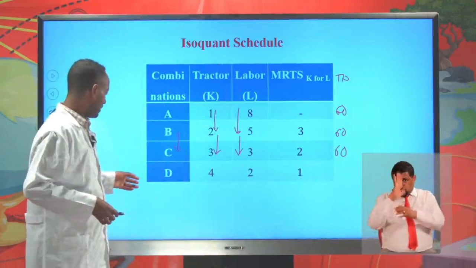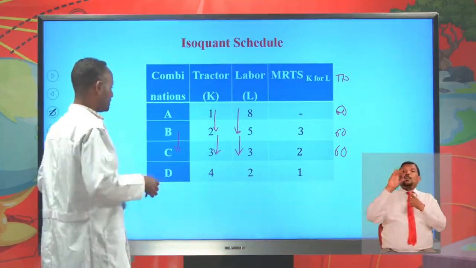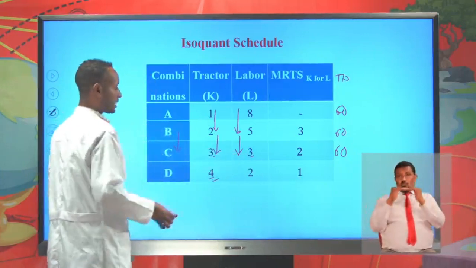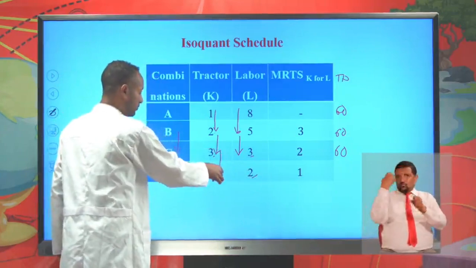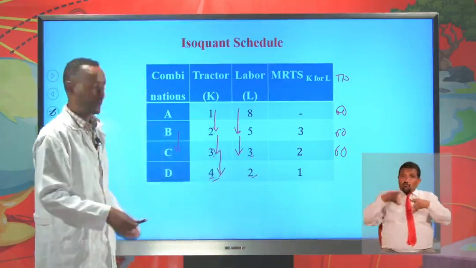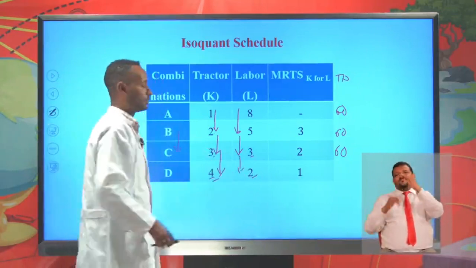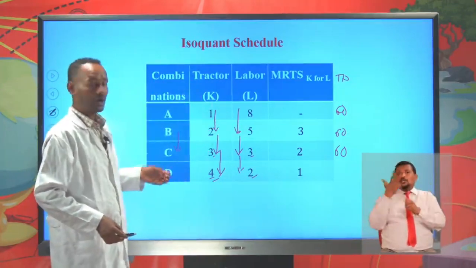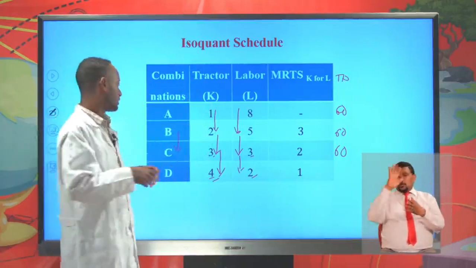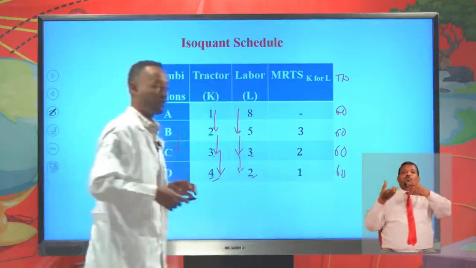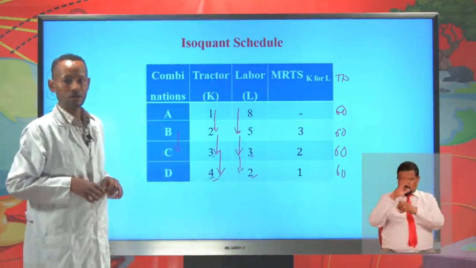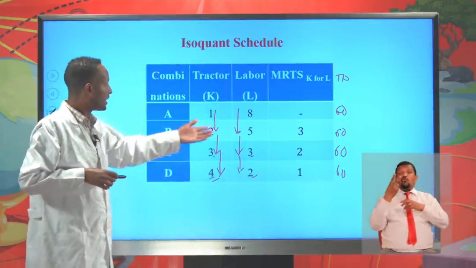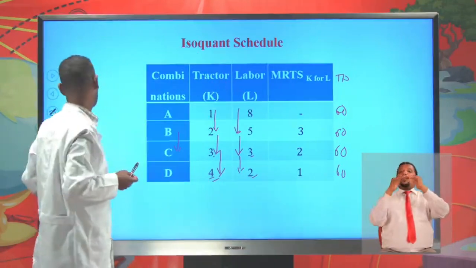Then finally, when we move from combination C to D, the output from the combination of 3 tractors and 3 labor is equal to that of 4 tractors and 2 labor. As we increase employment of tractor, we are reducing employment of labor. The farmer gets 60 quintal of wheat from 3 tractors and 3 labor, and at the same time 60 quintal from 4 tractors and 2 labor. So this isoquant schedule shows the various combinations of two variable inputs that give the producer an equal level of output.